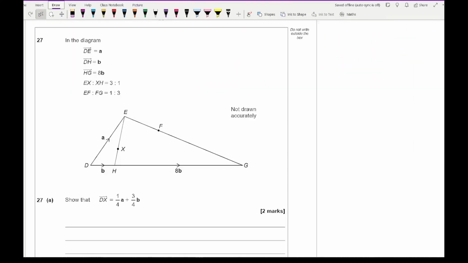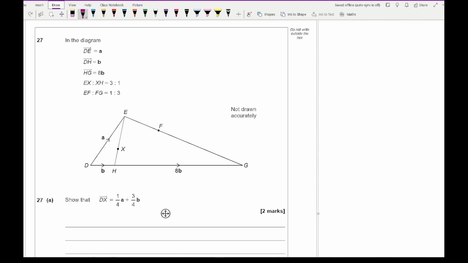Now moving on to question 27. It says in the diagram, DE equals a, DH equals b, HG equals 8b, and the ratio of EX to XH is 3 to 1, and EF to FG is in the ratio of 1 to 3. Question 27a says show that DX equals 1/4 a plus 3/4 b. I've just zoomed out from the question, so hopefully you can still see it.